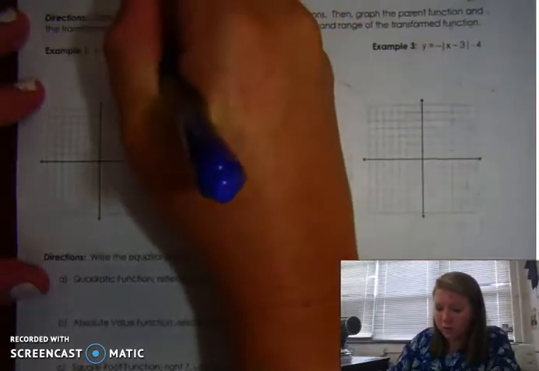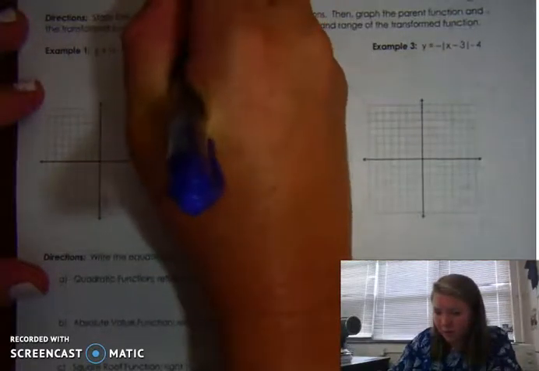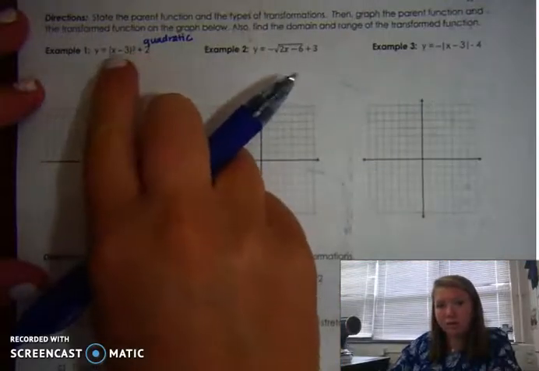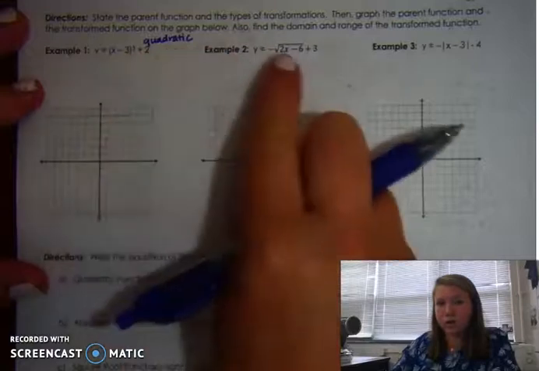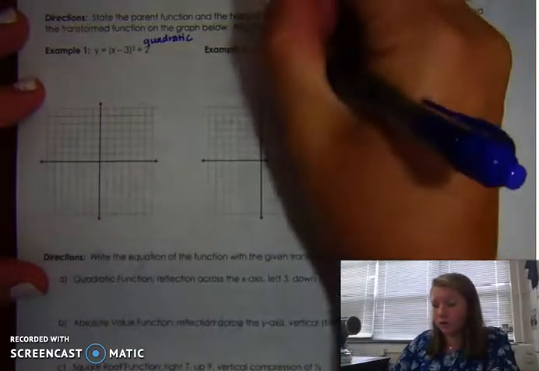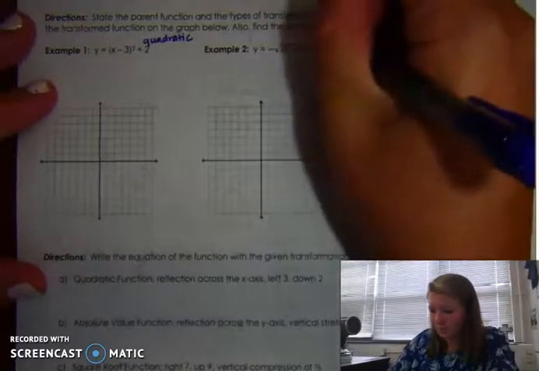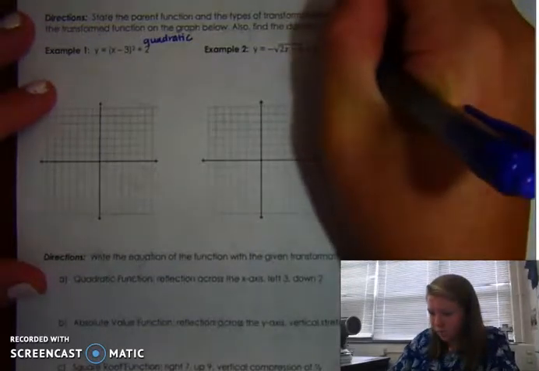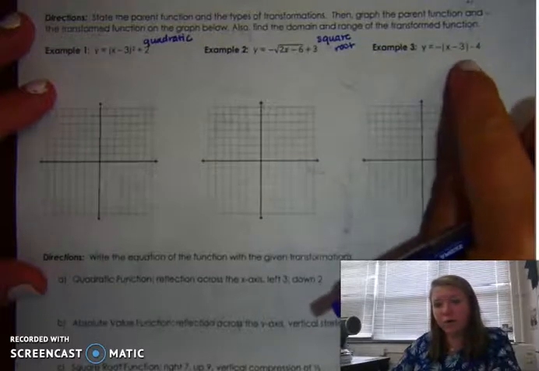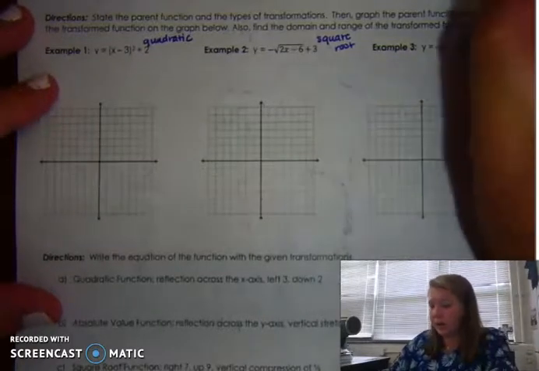Example 1 is a quadratic. And the key to that is seeing that squared. So the x is being squared, that's a quadratic. This function is going to be a square root function because of that square root operation. And then our last function has the absolute value bars as the operation, so that's going to be absolute value.